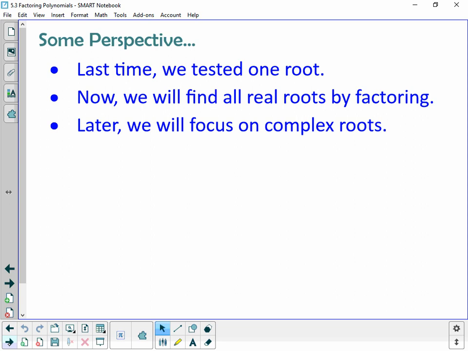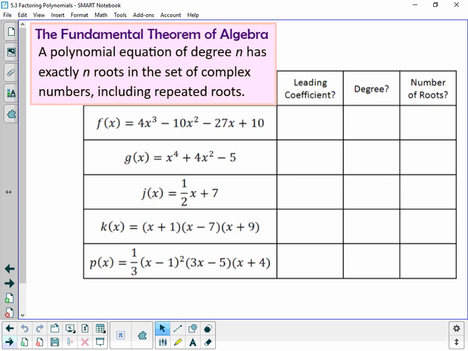Next time is a lot like this time, but next time, instead of focusing on real roots, we're going to be focusing on complex roots or irrational roots. So we're going to be using a lot of what we learned about last time today.